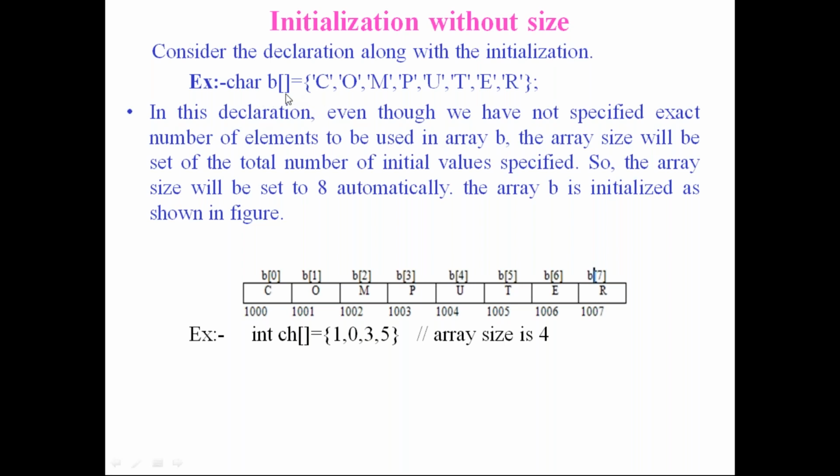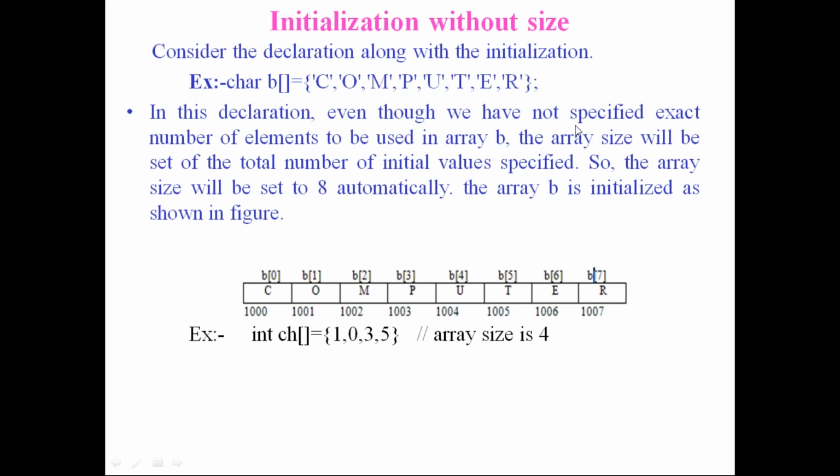Okay. So char b of size, well, I'm not going to specify any size. char b[] is equal to "computer". Computer. That means totally how many values are there? 1, 2, 3, 4, 5, 6, 7, 8. So totally 8 values are going to be occupied. So what is the size of each value? 1 byte, because it is a character.